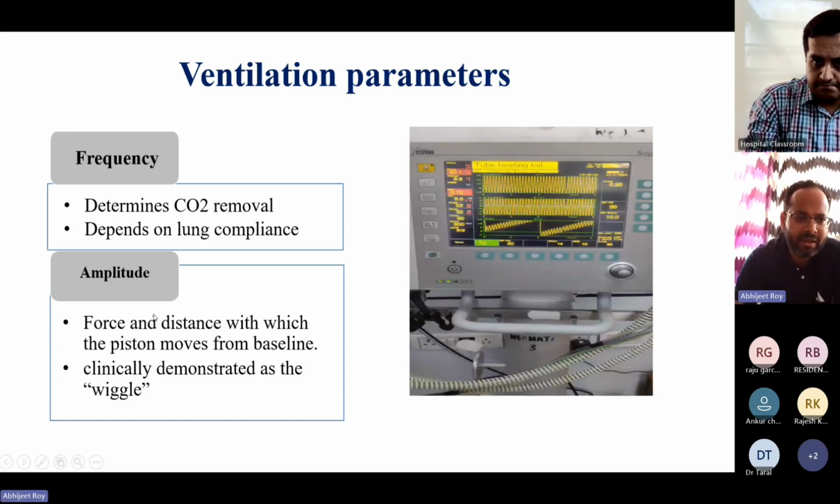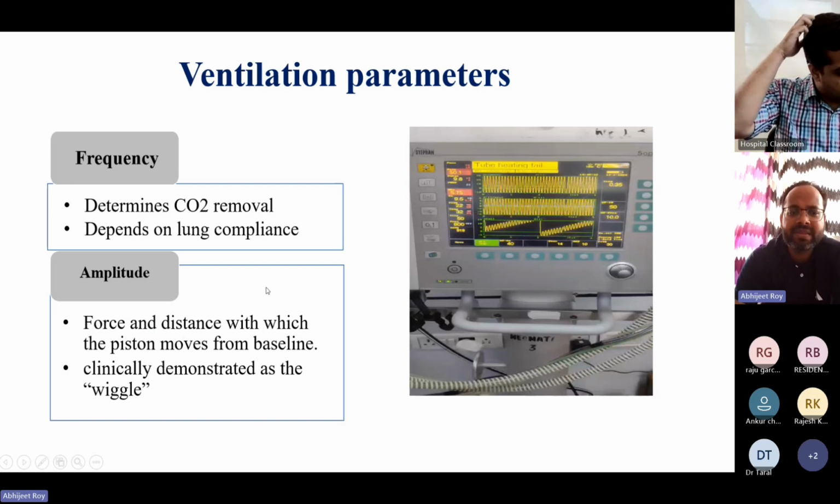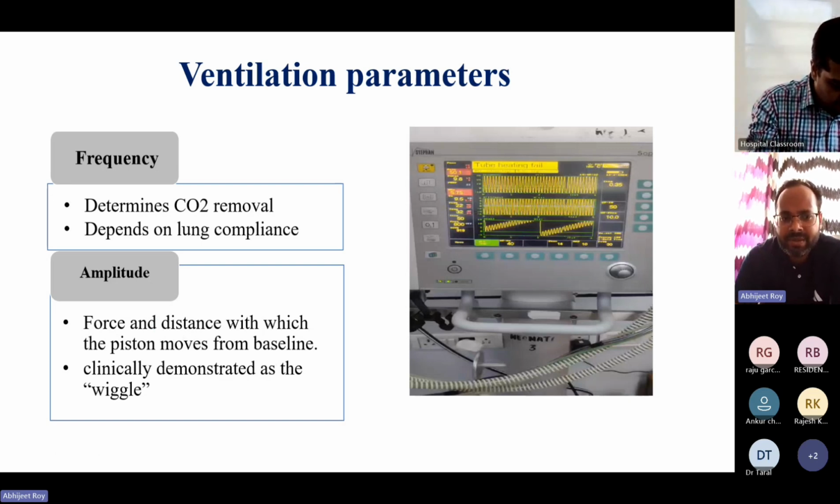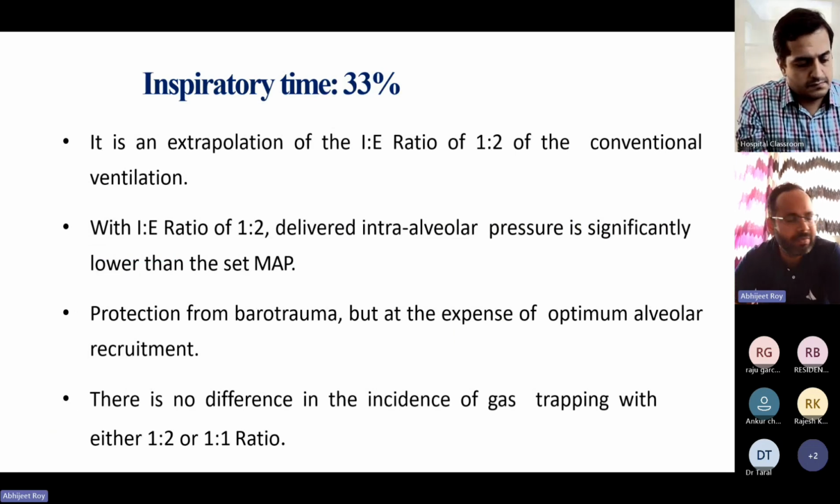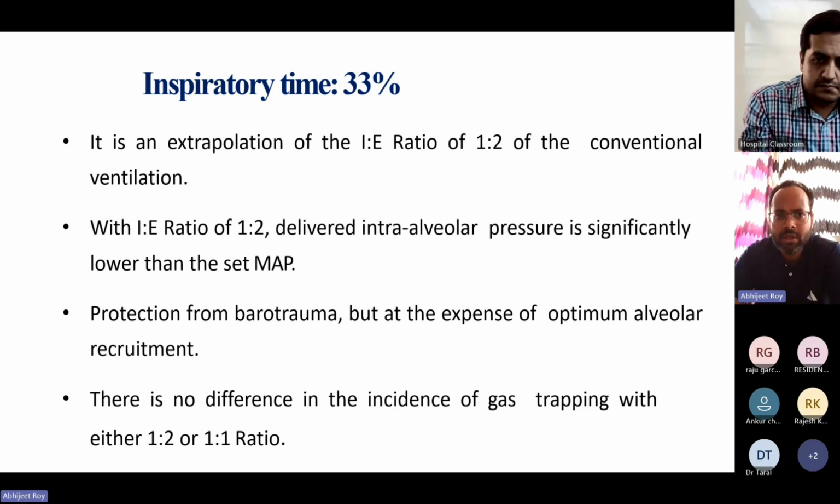So amplitude is the force and distance with which the piston moves from the baseline, and it is clinically demonstrated by the wiggle. Then one of the parameters that we keep in the ventilation is the I/E ratio. Normally there's a lot of debate about whether we should keep the I/E ratio 1:1 or 1:2. In conventional ventilation, we usually keep around 1:2. So that is being extrapolated to high frequency ventilation also. What it helps is that the delivered intraalveolar pressure is significantly lower than the set MAP. So it helps in protecting from barotrauma at the expense of optimum alveolar recruitment.